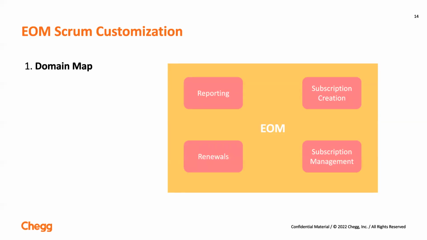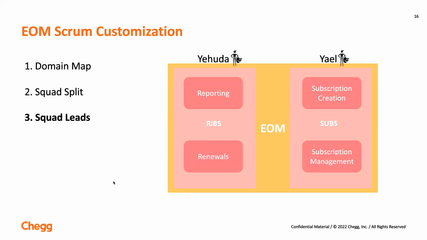The first thing that we did was to map our domains. We've identified 4 critical domains that were the core of the team's work. Now, those 4 domains were organically divided into 2 squads. Of course, our decision was based on context and relation between the domains. Next, we've assigned a lead to each of the squads.